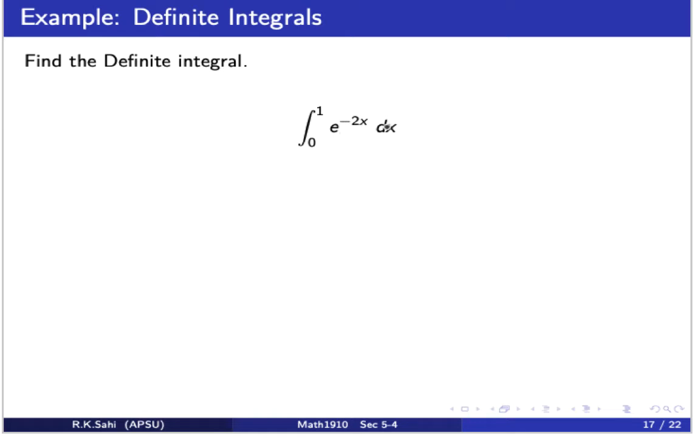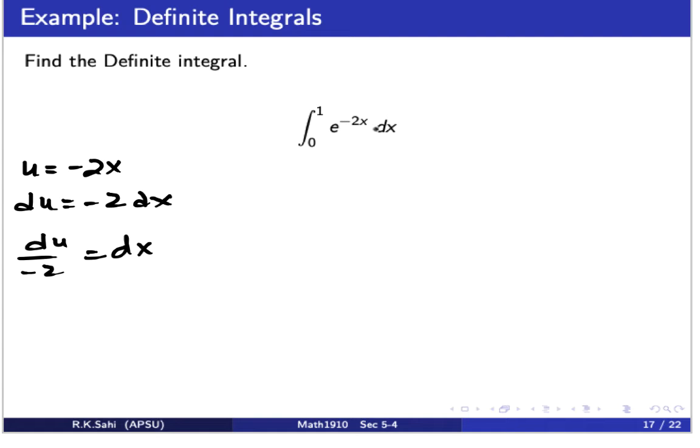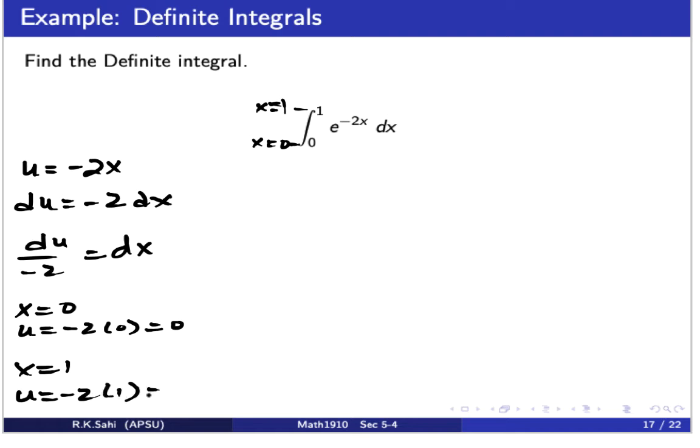Okay, now e to the power minus 2x. So as usual, we're going to do the u substitution. u is minus 2x and du is minus 2 dx, or du over minus 2 is dx. Now that takes care of the integrand part. Let's look at the limits. Remember, this is x equals 0 and this one x equals 1. So what do we see? When x equals 0, u is minus 2 times 0, which is 0. When x equals 1, u is minus 2 times 1, which is minus 2.